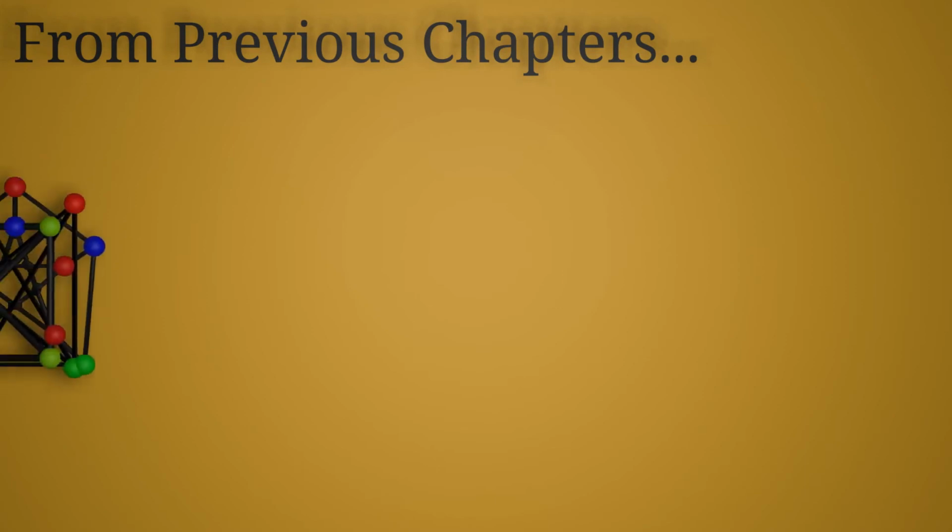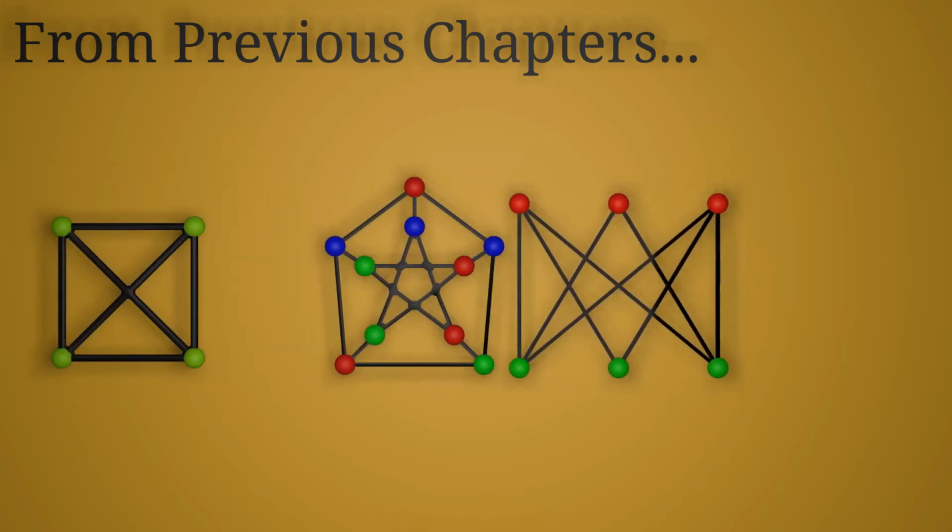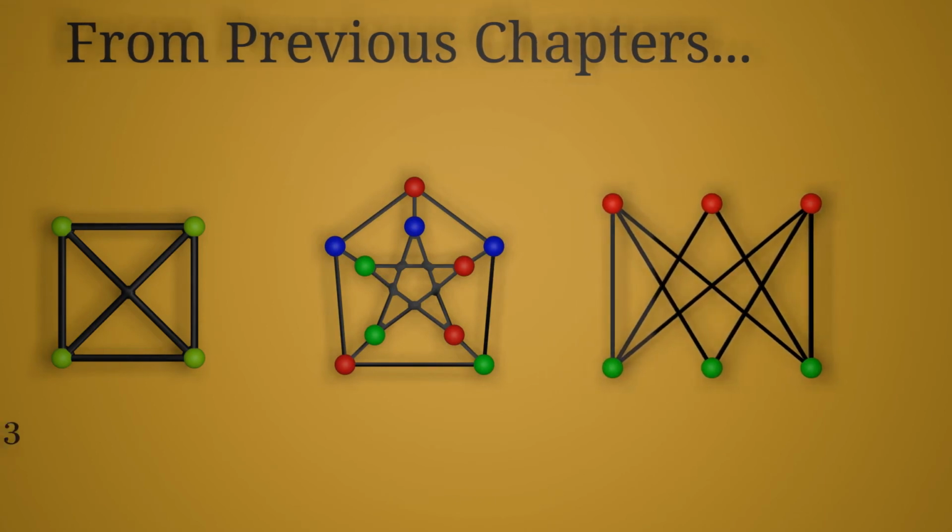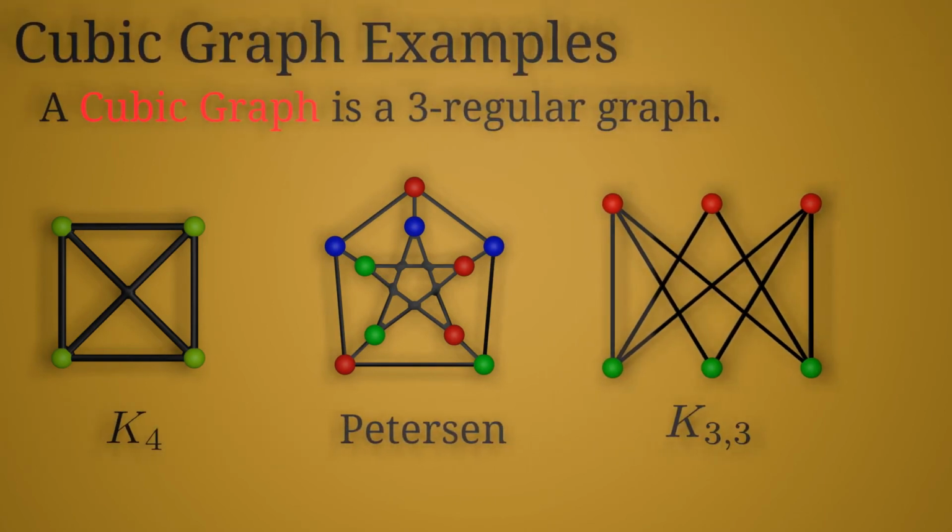Here are some examples of R-regular graphs with different orders. We have seen these graphs before. They fall into the class of graphs known as three-regular graphs, or cubic graphs. Some famous examples of cubic graphs are the Petersen graph and the complete bipartite graph of 3, 3.